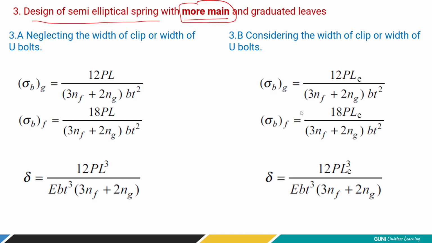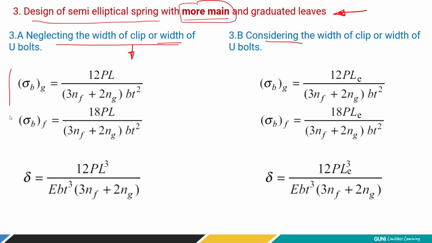The main spring leaves, which we call the master leaves, are more than one. If this happens, in that case we have to consider this third set of equations, right? Again, in the third condition, we have the same possibility. Either you ignore the width of the U-bolt, or you consider the U-bolt, right?